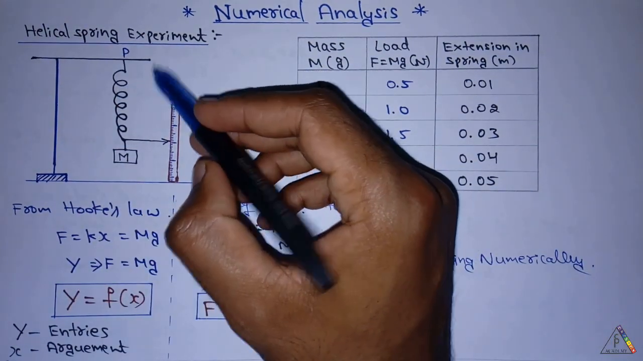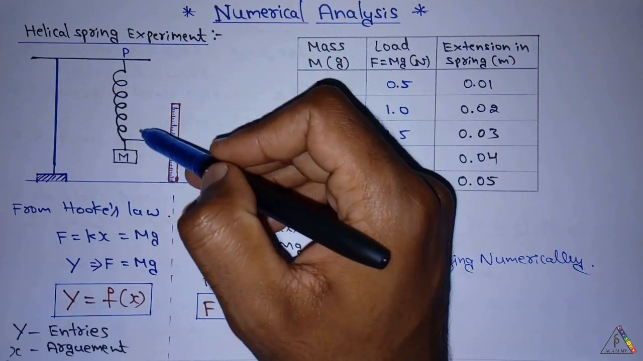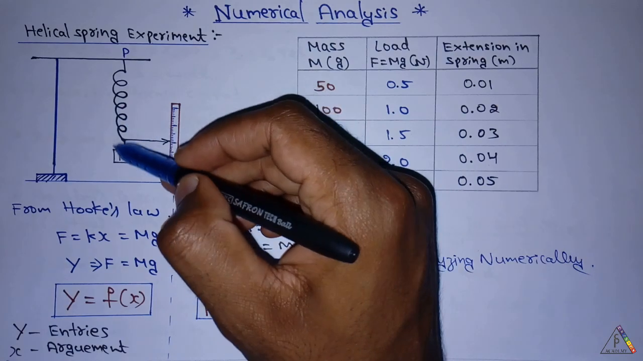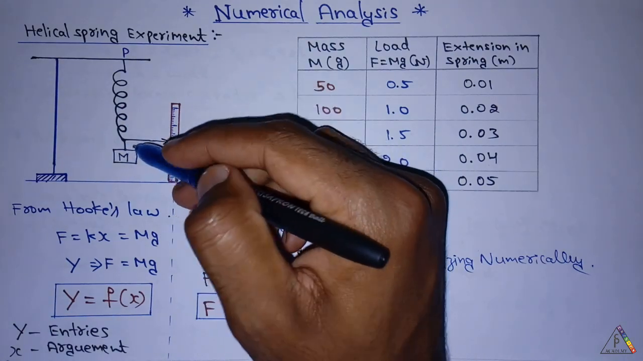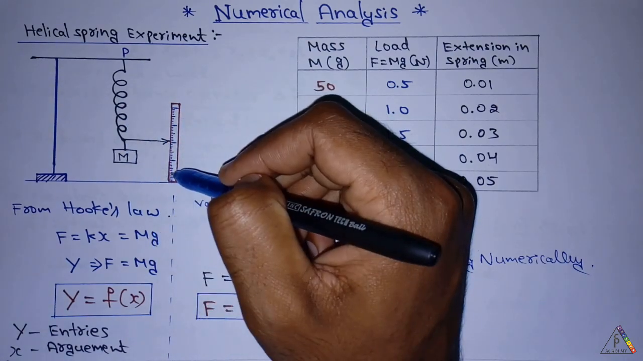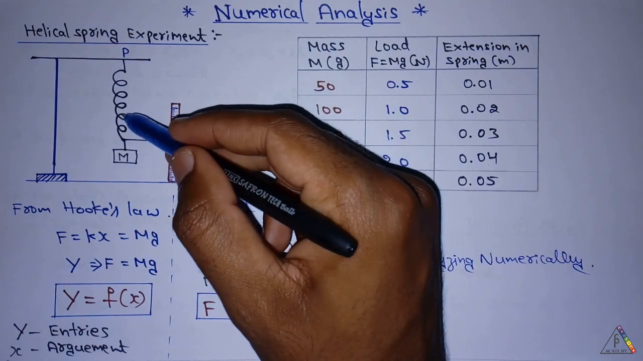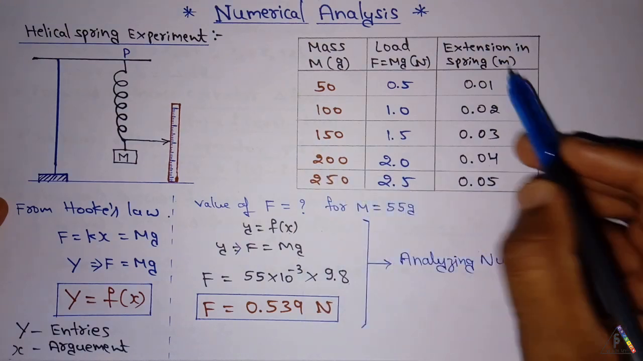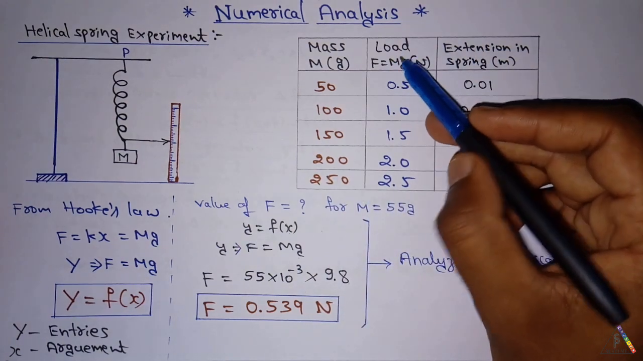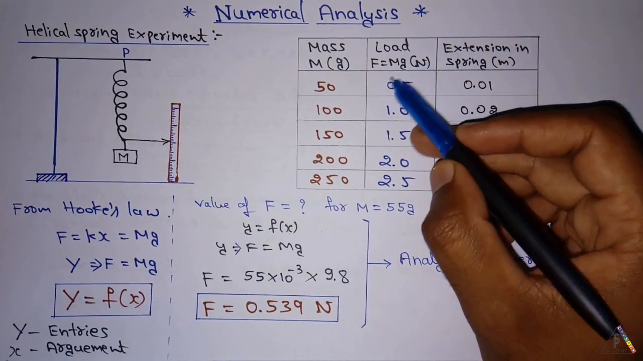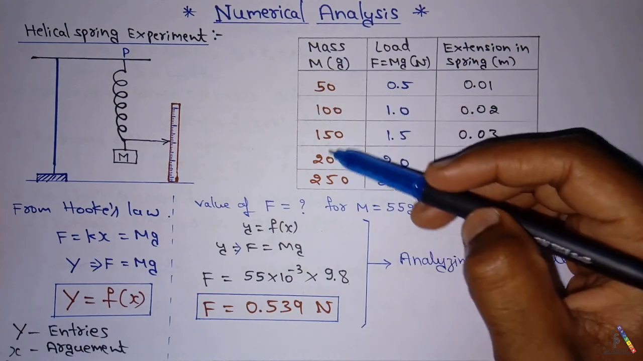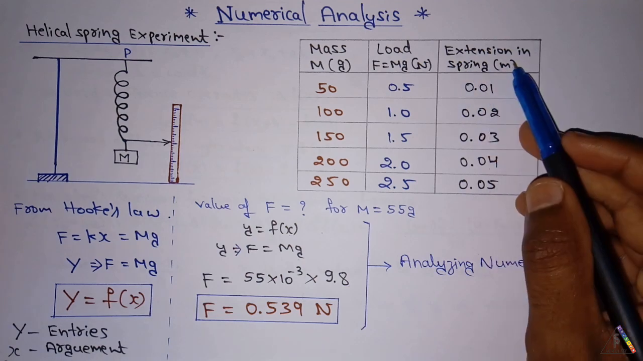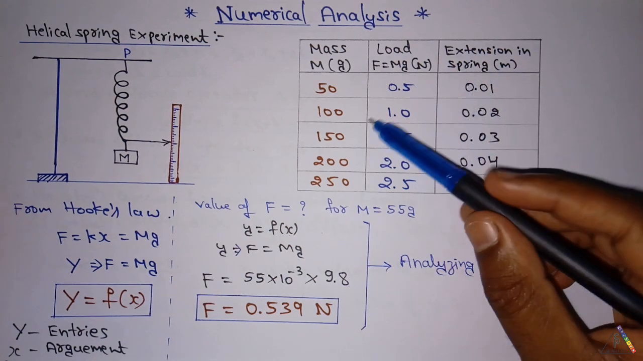In this experiment, one end of the spring is fixed at the fixed point P and the other end of the spring is suspended by the mass M, and this scale measures the extension in the spring for the mass M. This tabular column gives the different values of load, that is F equals mg Newton, for the corresponding values of mass M, and this column gives the extension in the spring in meters for the corresponding values of mass M.